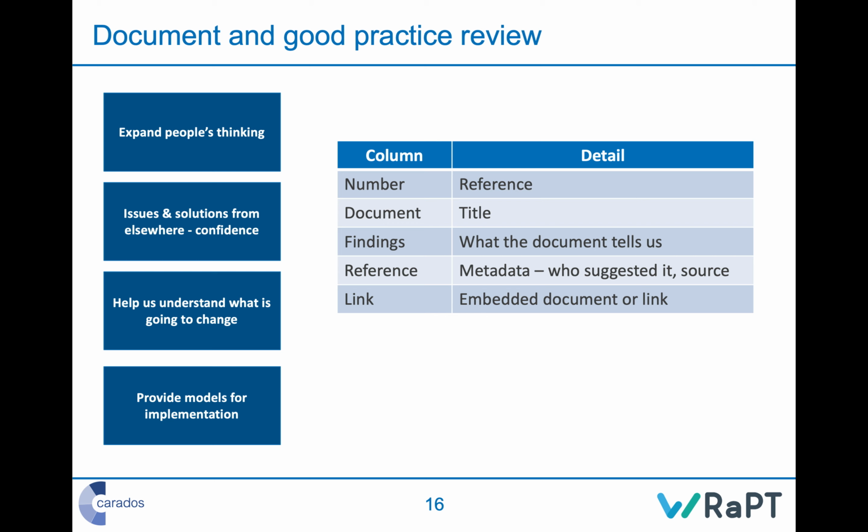What I like to do is to create a table which lists out, a reference for each one, the title of each one, lift out the key findings, but also make sure we've got key view on the metadata. So who suggested it, what's the source, what's the date on it, etc. And then an embedded link. That way, if you do a large-scale good practice review and a document review, you've got an artifact at the end which lists out all of these things.